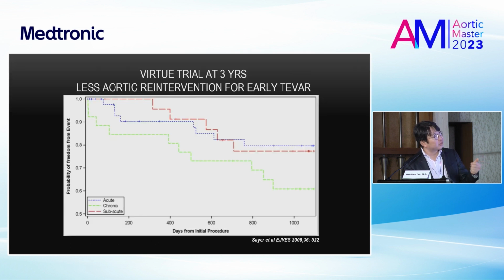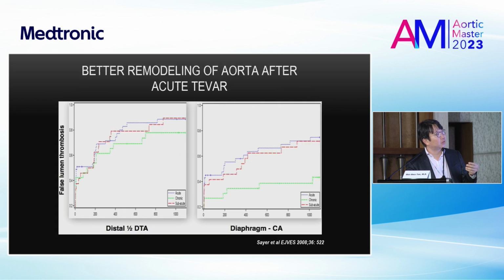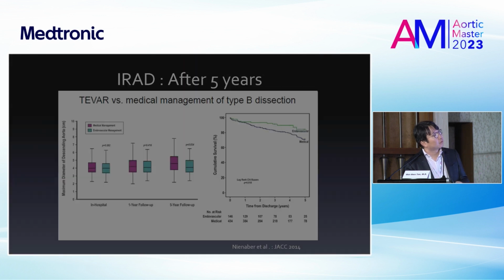So looking at the results, if you do the early TEVAR, you will have less aortic reintervention from the VIRTUE study at 3 years. If you do it at the acute phase or the subacute phase, it seems that you will have less reintervention. You also have better remodeling of the aorta after acute TEVAR. This is also very important for us because currently we are not just treating the problem, but we want to solve the problem.